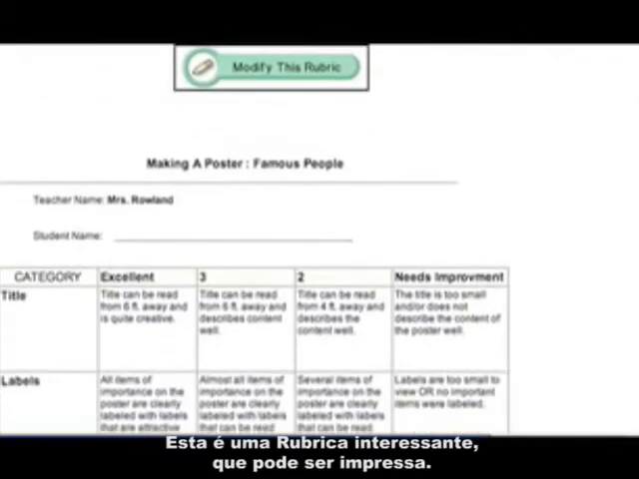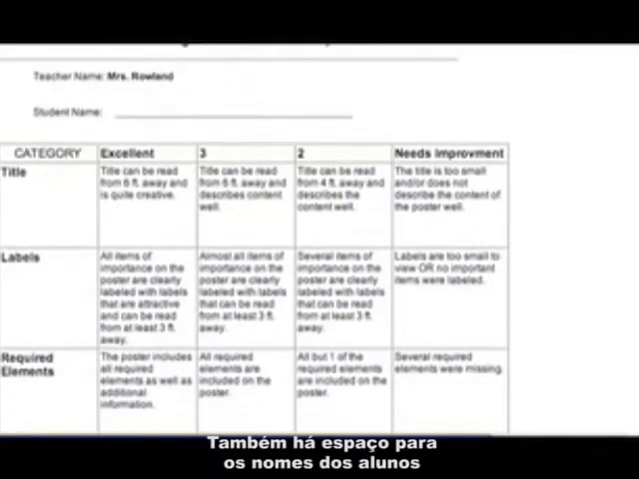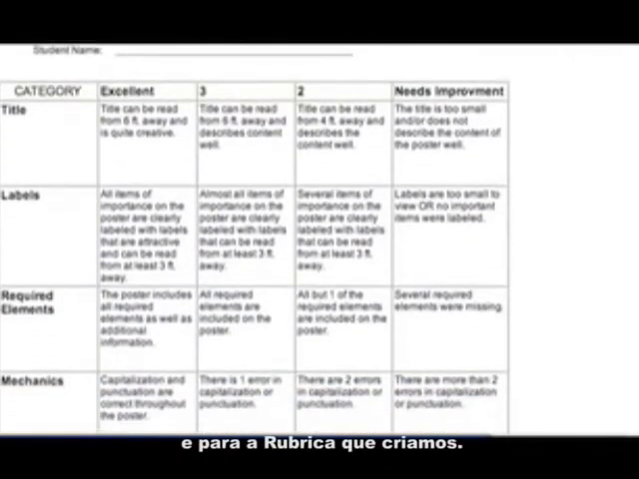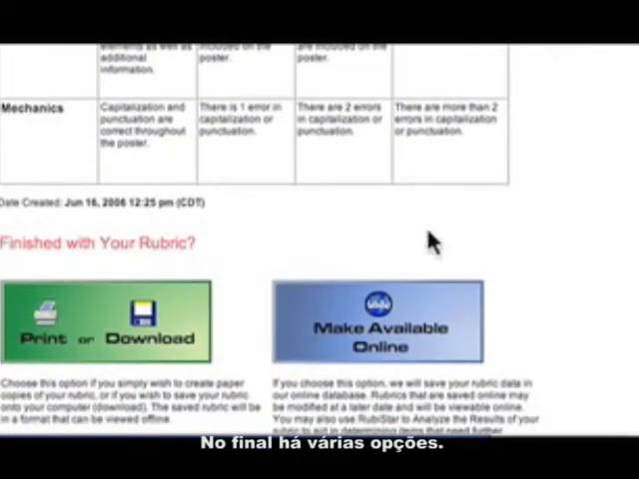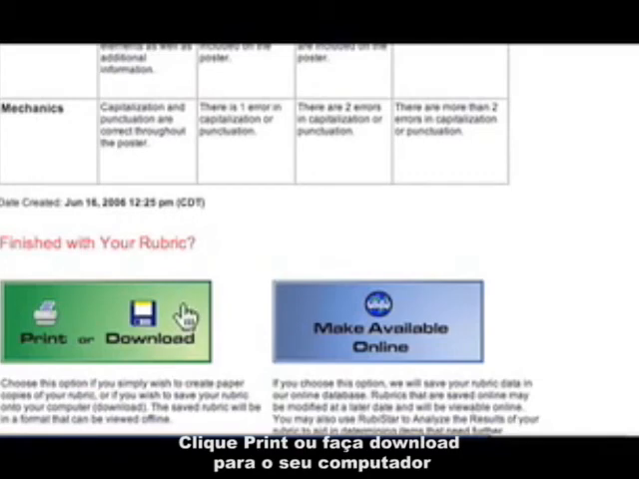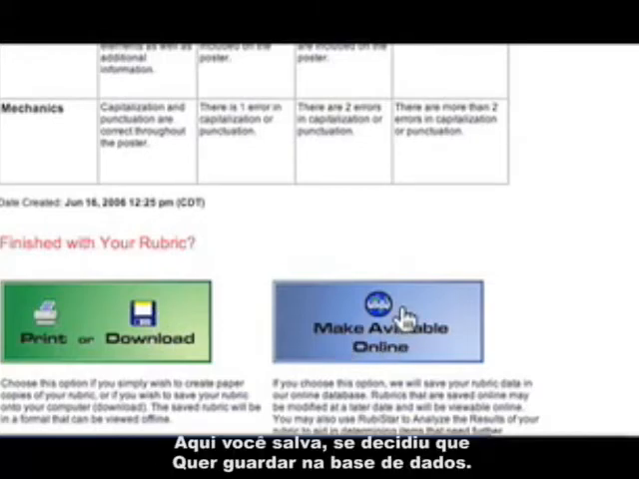But this is a nice printable rubric at this point. It gives you your title and your name. It also gives you a blank for the student's name, and then of course the rubric that we created. Down here at the bottom, it gives you several options. You can click Print, or you can download it to your computer in an Excel spreadsheet or in a Word document, and then it gives you the option to make it available online. And this is where you would go to save it if you had decided that, oh, this is something I want to save in our database.